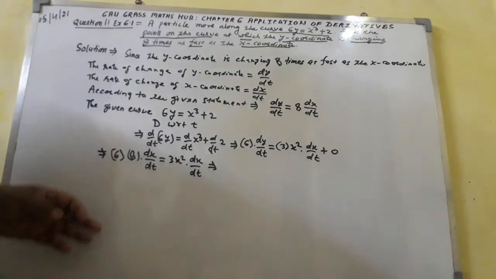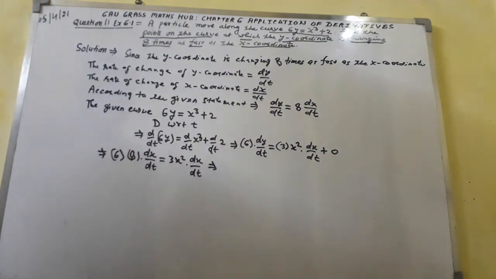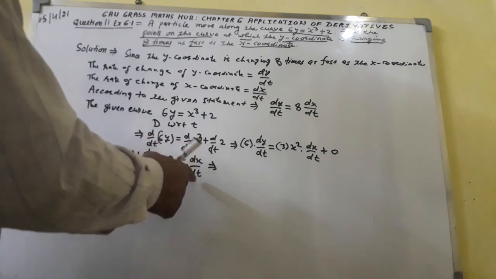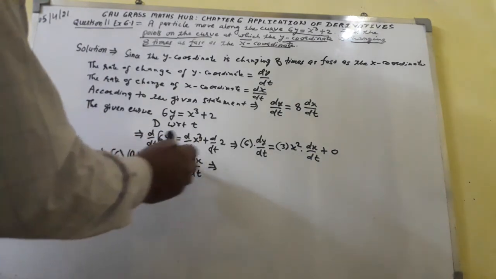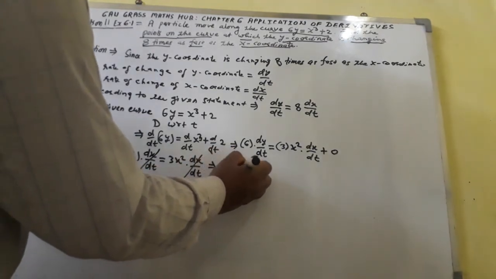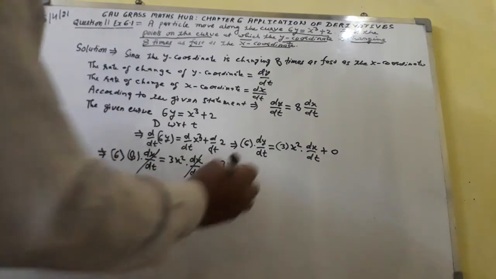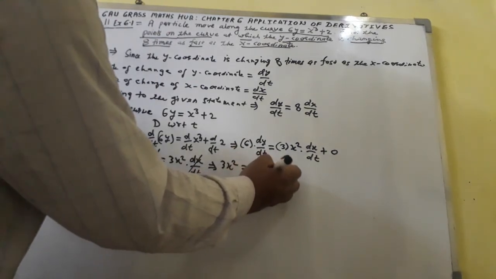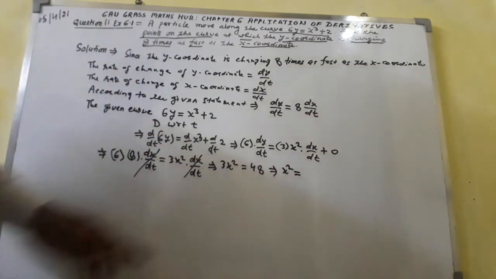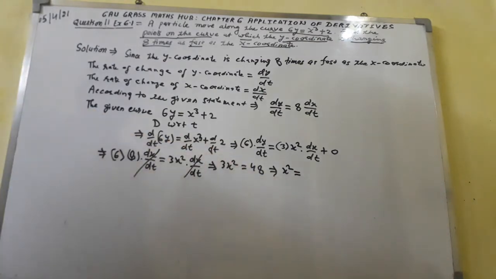Now simplify this one. Here on the left hand side dx over dt is multiplied, and on the right hand side dx over dt is multiplied, so this will be cancelled out. Here you will get 3 x square equal to 8 times 6, which is 48. So you have got 48. This implies x square equals 48 divided by 3, which comes out to be 16.